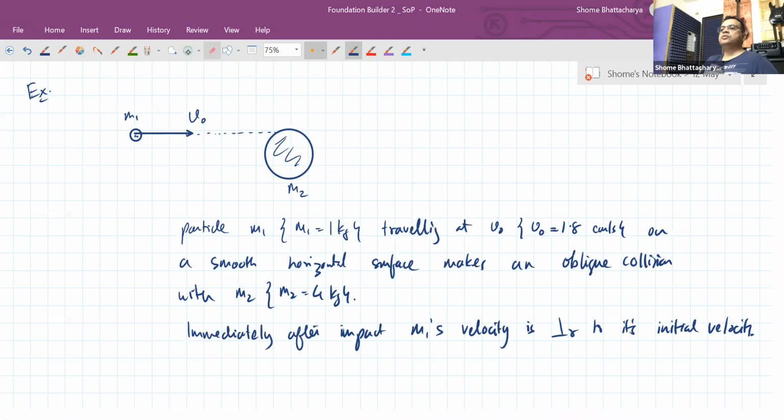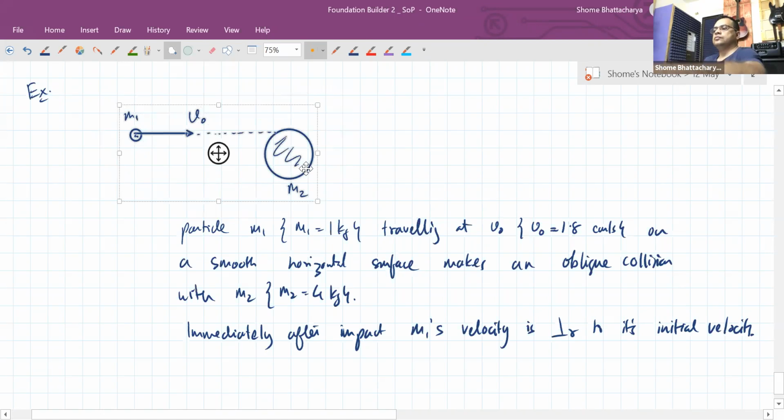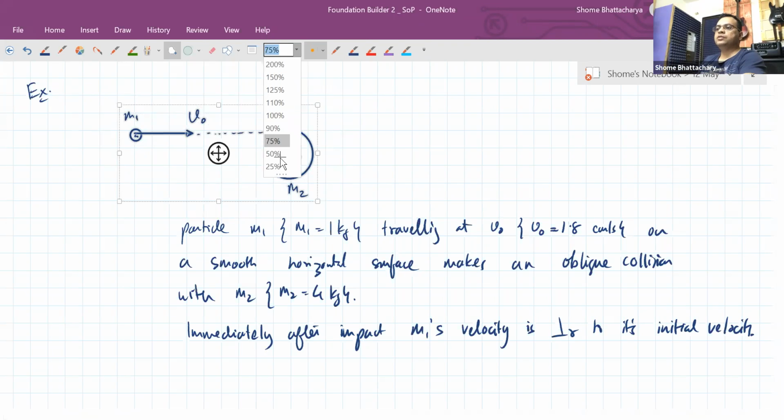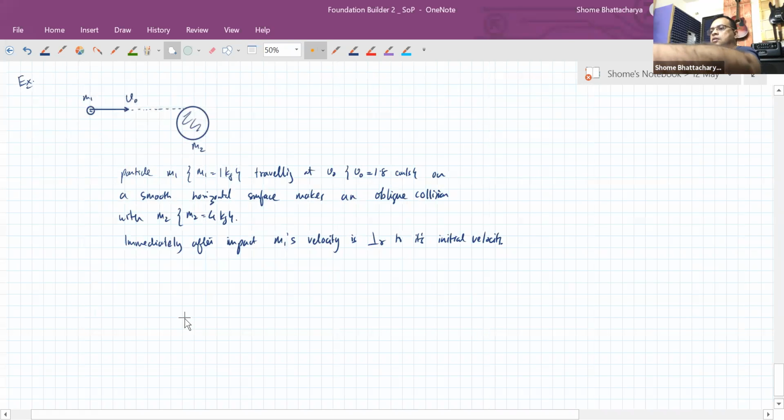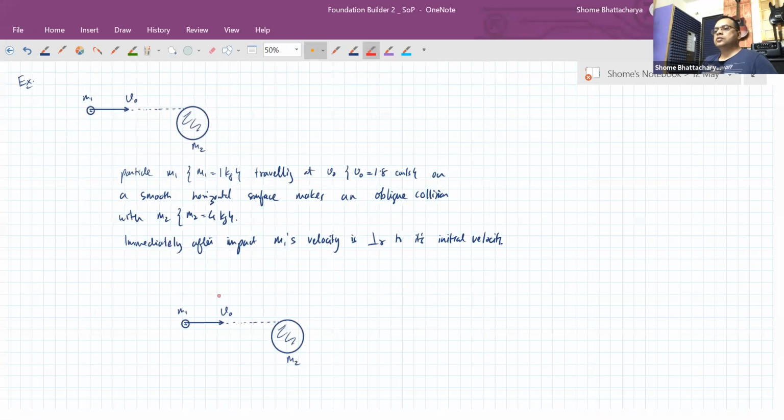So that basically means that after impact, this one will go off in the perpendicular direction. After some time, when this reaches here, immediately after impact, it will have some velocity v1, let's say, like this, which is perpendicular to the original direction of motion. And of course, this one will have some velocity v2, in some kind of direction like this. So we have to find, initial velocity like this.